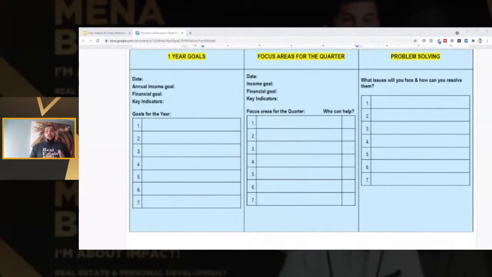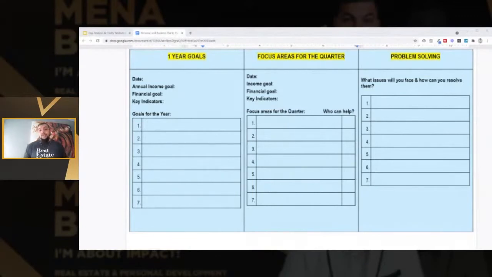Now we're going to look at the 1-year goal. 1 year from now, right? What is that date? What is the annual income? How much are we making in that year? And what are our financial goals overall? And what key indicators do we have to hit those goals?